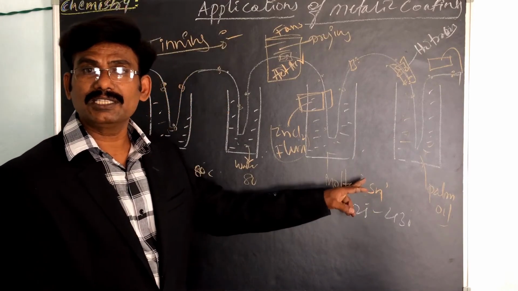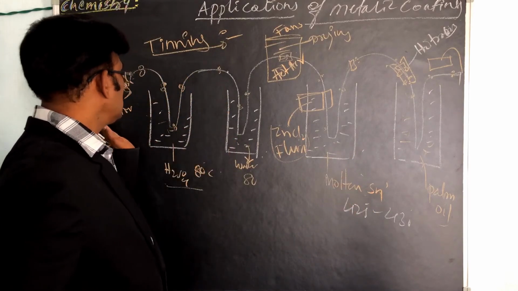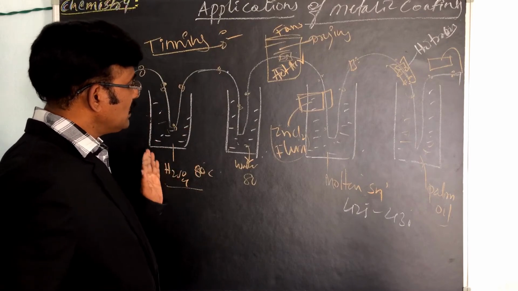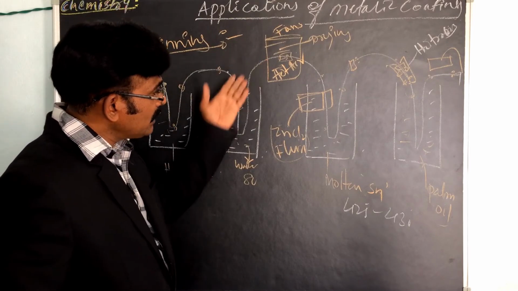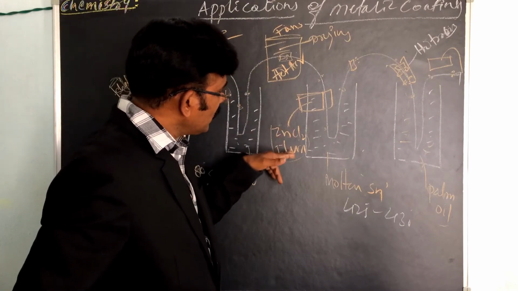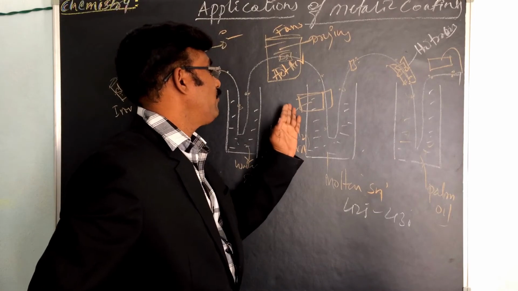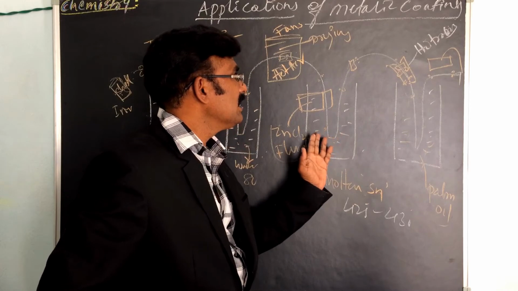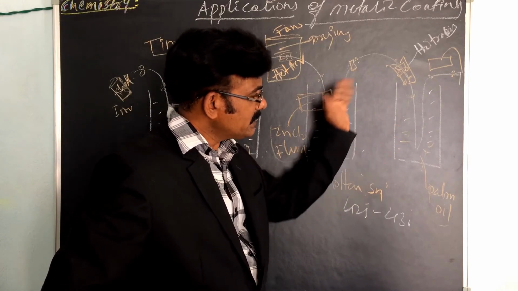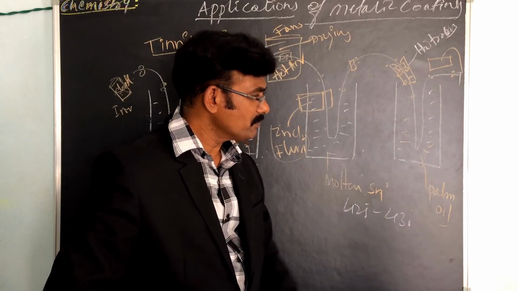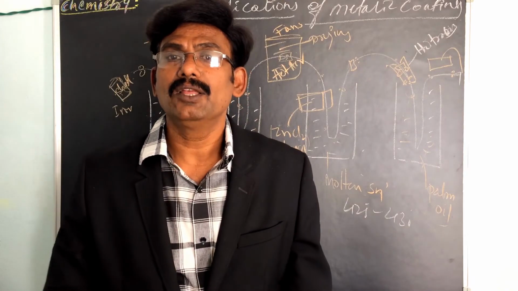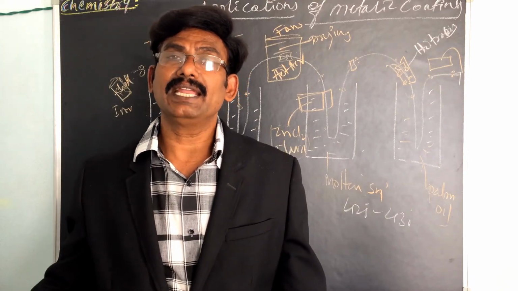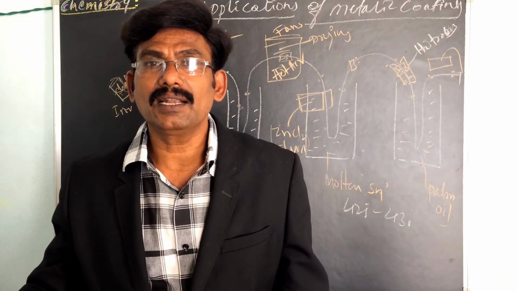So the molten stage of tin. The metal sheet comes through sulfuric acid, then water, then drying. After that it enters the zinc chloride flux, then the molten tin. After that it is passed through the palm oil. So this is about tinning. That is tinning.